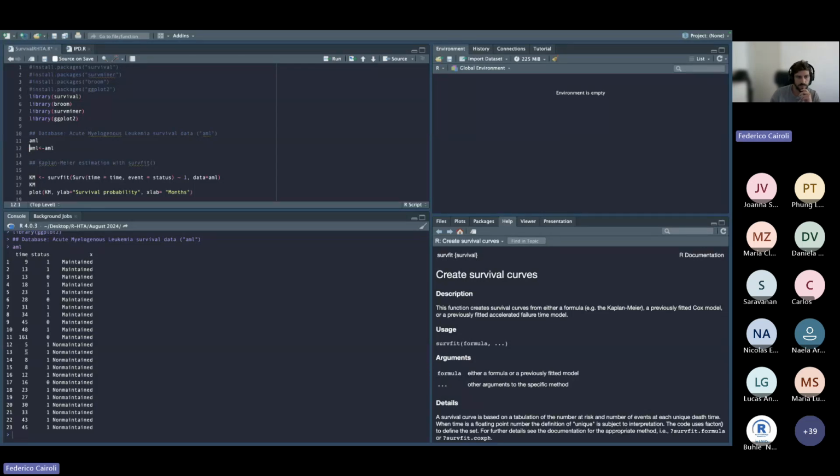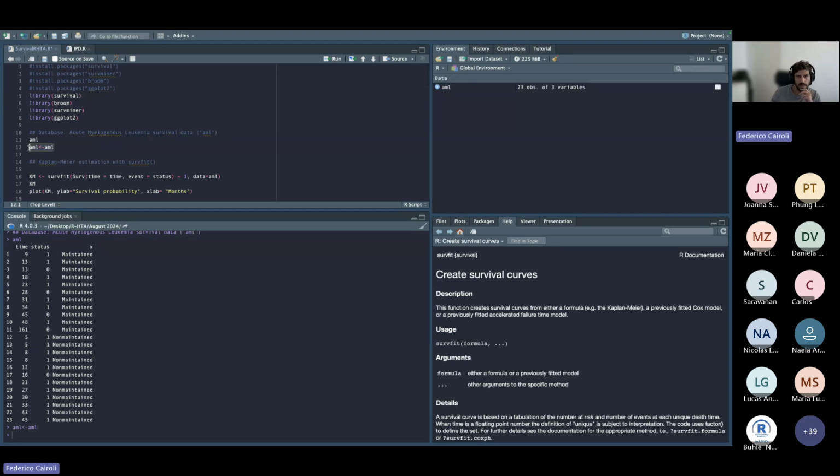one column for time. This is the time of follow-up. One column for status. 0 is the patient is still alive. 1 is the patient had the event, in this case, death. And what about the treatment? If the patient received maintained or was not maintained treatment.